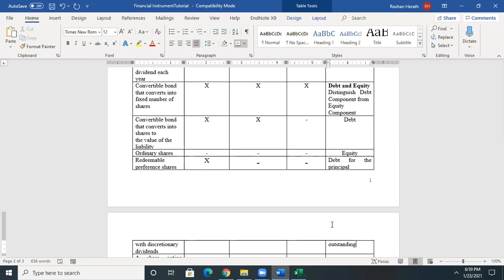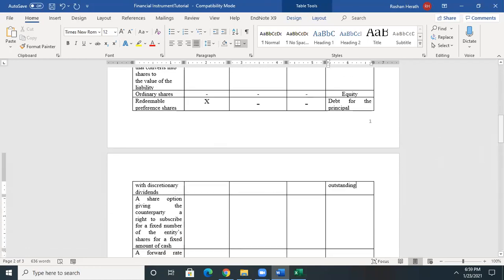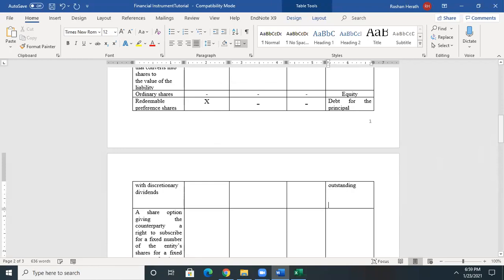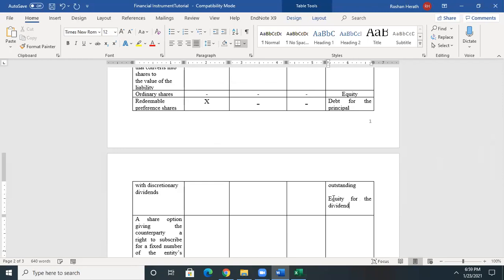Since it's a discretionary dividend, it suggests that there is no obligation. So if there is no obligation, this has to be a kind of distribution. So therefore, for the dividends, that is equity. It's equity for the dividend. That's the case. Then what is the implication? The implication is that in a period, if you pay the dividend, you need to take that to the statement of changes in equity, not to the profit or loss statement. You would have seen that.